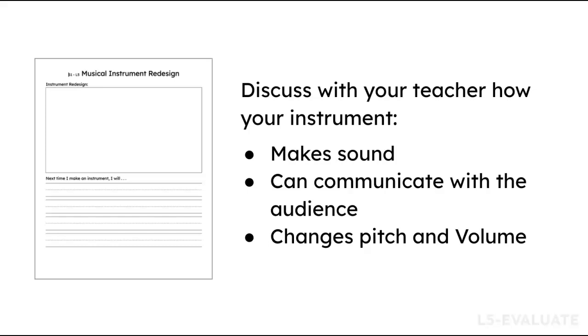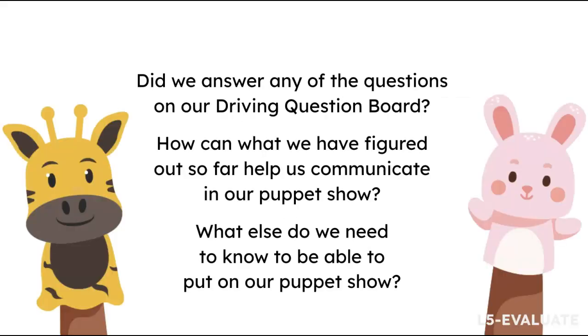You'll also discuss using the instruments to tell a story. For the Evaluate portion, you'll use the musical instrument teacher rubric journal page to assess students on their instrument designs. Students should discuss with you how their instrument makes sound, can communicate with the audience, and change pitch and volume. To support student sense-making across the unit, you'll orient them back to the driving question board. Ask, did we answer any of the questions on our driving question board? If there are questions that have been answered, remove them from the driving question board and place them on the summary charts. You can use this as an opportunity to build a class consensus model to answer the section driving question, how can we use sound to put on a puppet show?